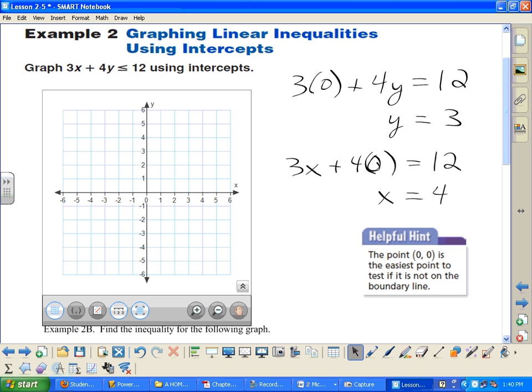So when we graph these, we graph the y-intercept, so that's at 3. The x-intercept's at 4. And tell me if I'm going too fast. Am I going too fast? Okay, all right.